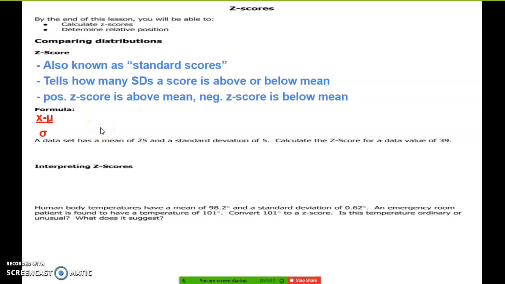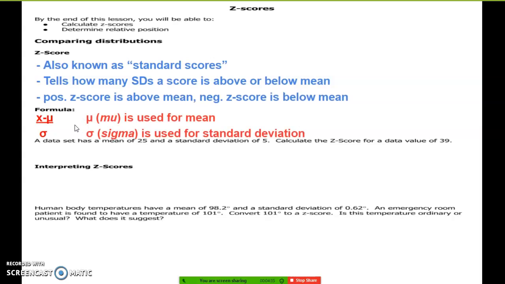The z-score is going to tell you how many standard deviations a score is above the mean or below the mean, and you can use it to compare different scores from different distributions. If we're going to figure out how many standard deviations away a score is, the way we're going to do it is we're going to take our score and subtract the mean from it. And then we're going to divide by the standard deviation.